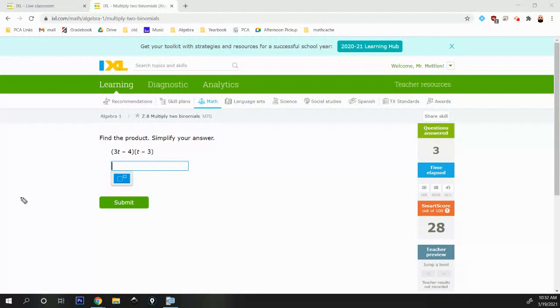I really think it helps to draw. Let me switch colors here. Blue. I think it helps to draw the arcs to show, okay, this 3t is going to be multiplied by t. This 3t is going to be by negative 3. Then I like to switch colors. So negative 4 times t, negative 4 times negative 3. Write them down, combine your middle two, write out your 3 terms, and you're done.